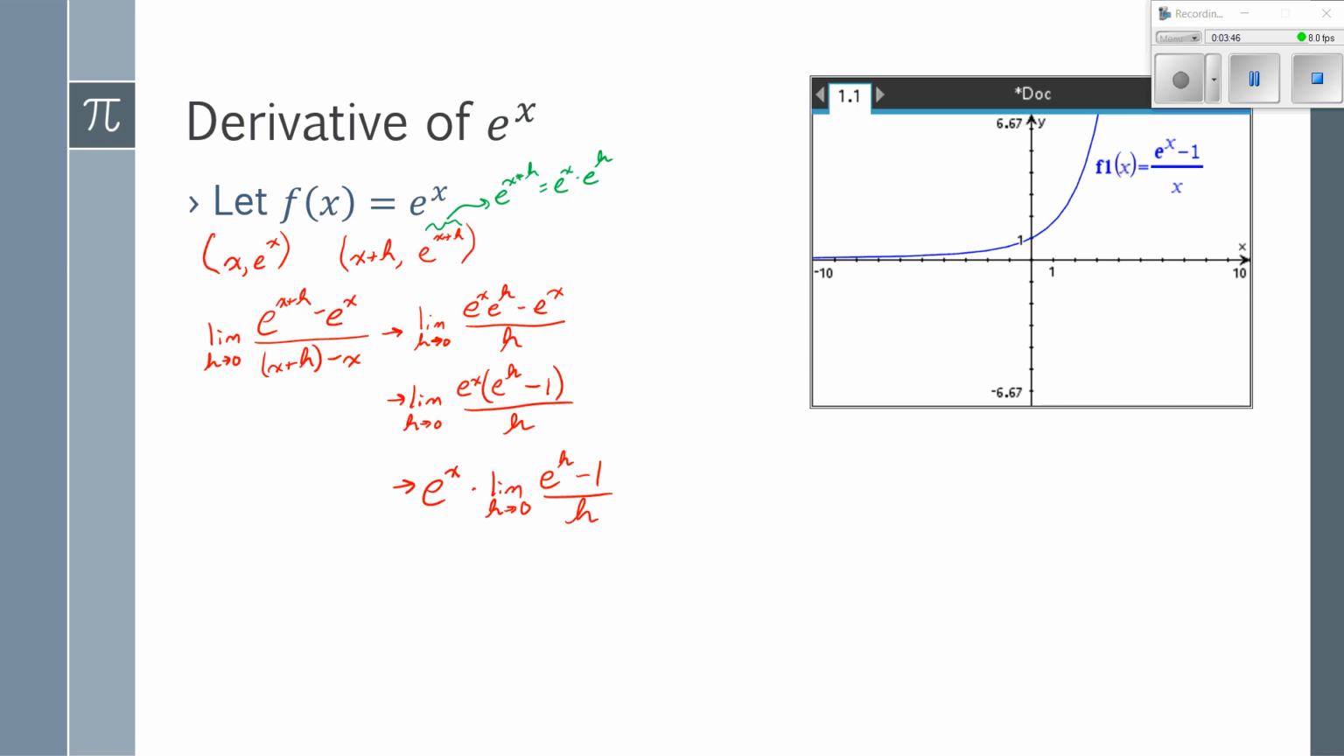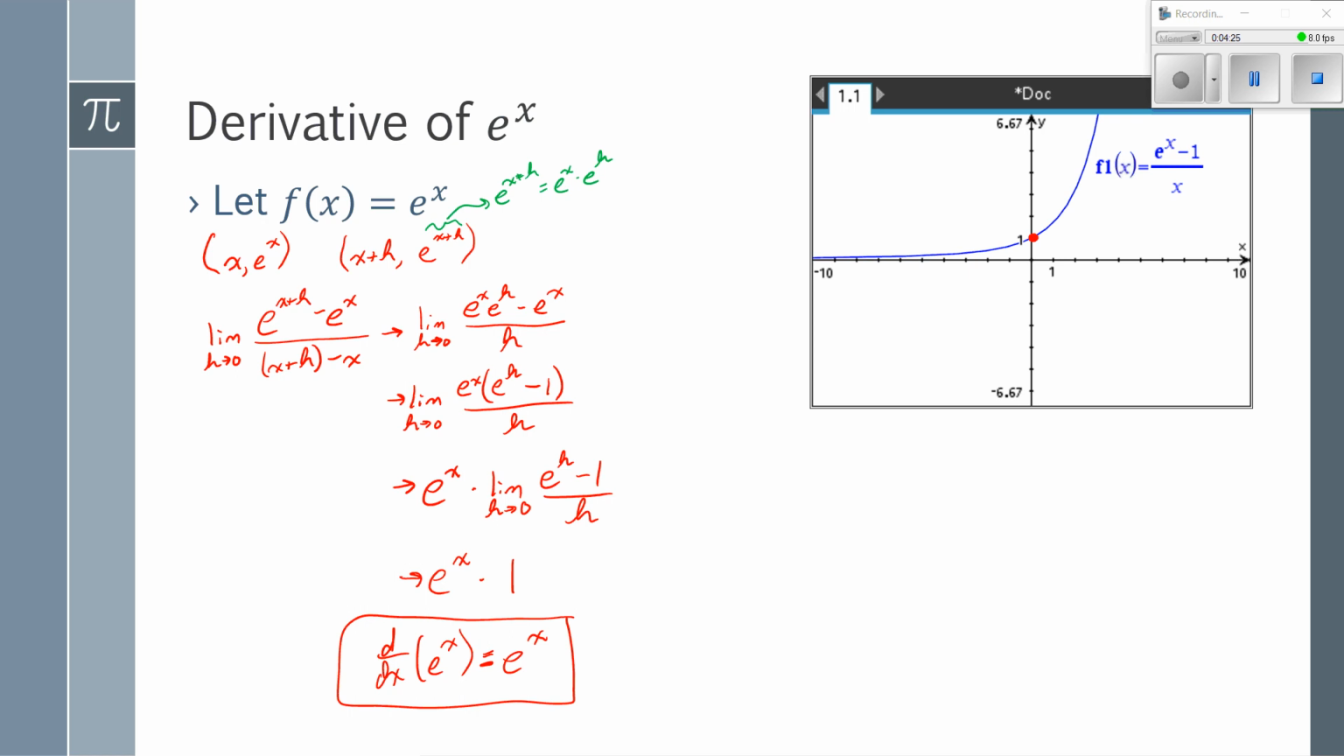We haven't learned L'Hopital's rule yet, so I'm going to use a graph to help me evaluate this limit. And so I've graphed what's left here, and as I'm approaching 0, I can see this is approaching 1. So I have e to the x times 1. So this means that the derivative of e to the x is still e to the x. This is big, big, big, big for us. The derivative of e to the x is itself.